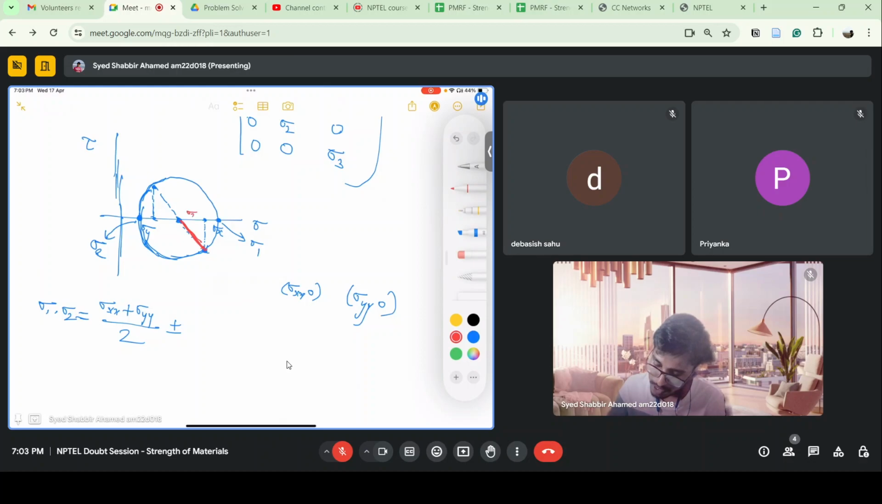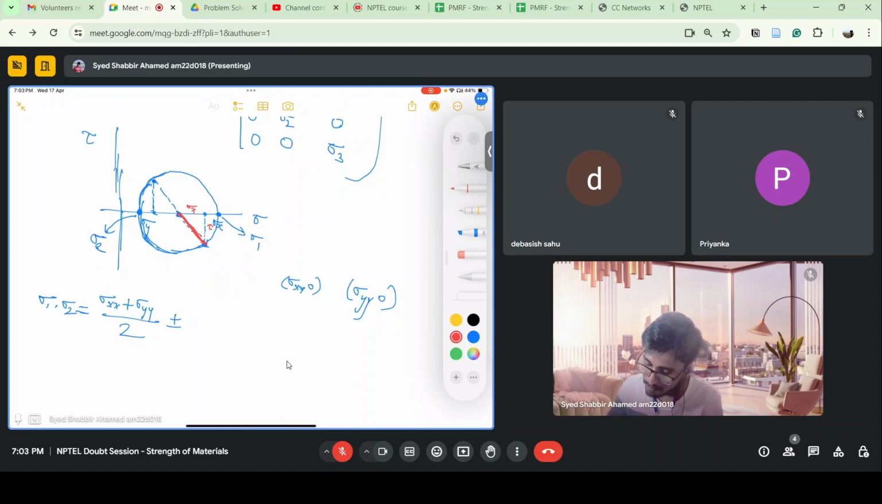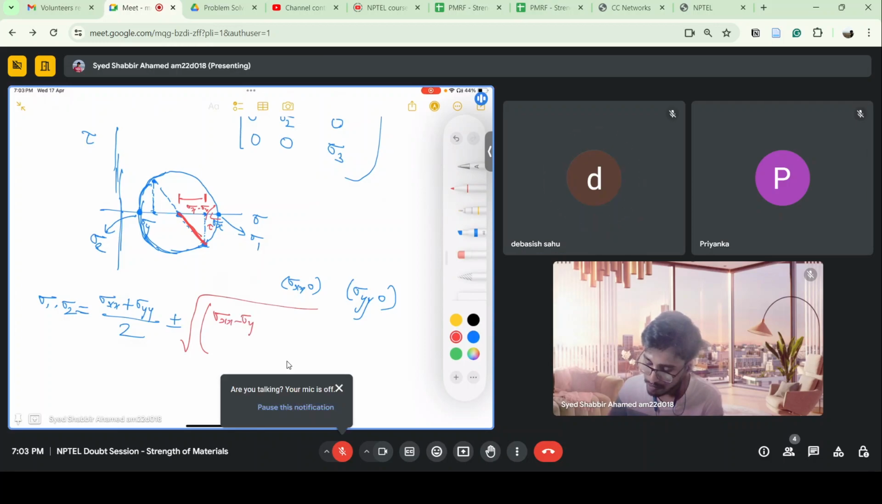So here I know sigma x and here I know tau also. Sorry, this length I know, which is sigma x minus sigma y. So only this length is sigma x minus sigma y, and I know tau. So this is a right angle triangle, and I can simply write, sorry, this is sigma x minus sigma y by 2. So sigma x minus sigma y by 2 whole square plus tau xy square.